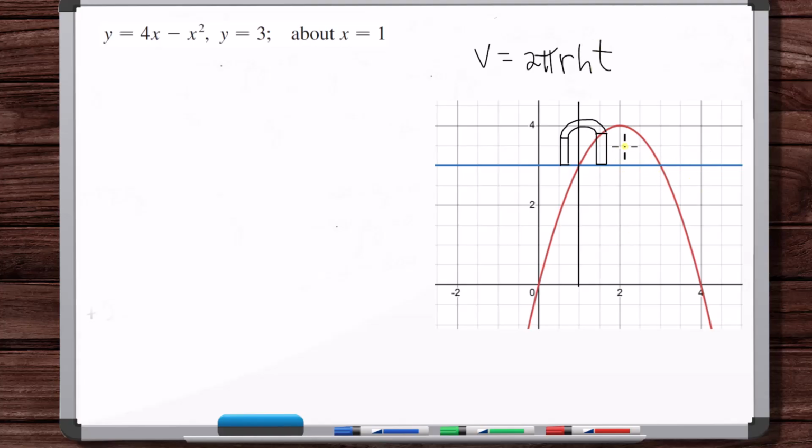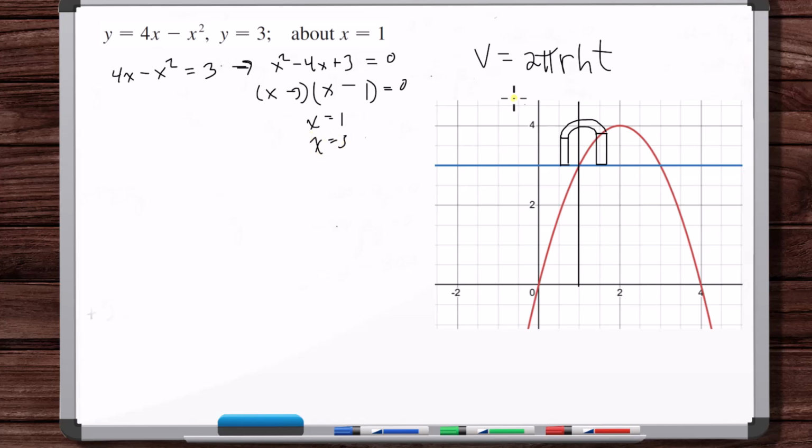So the x is going to be the independent variable, we can see, right? The thickness here is delta x. So we're going to be integrating from, looks like, 1 to 3. Let's verify that. 4x minus x squared is equal to 3. So x squared minus 4x plus 3 is equal to 0. So x is equal to 1, and x is equal to 3. Yeah, so we're integrating from a is equal to 1 to b is equal to 3.